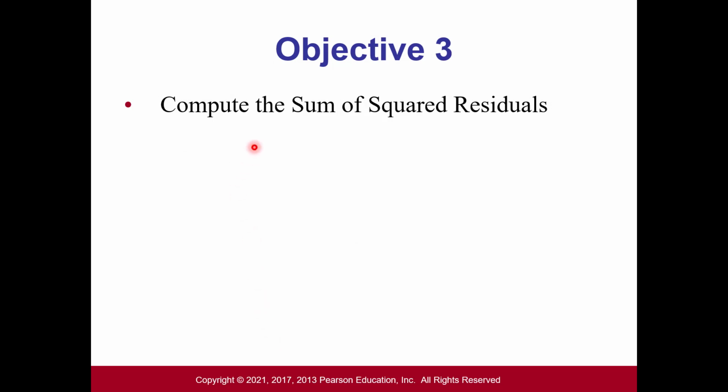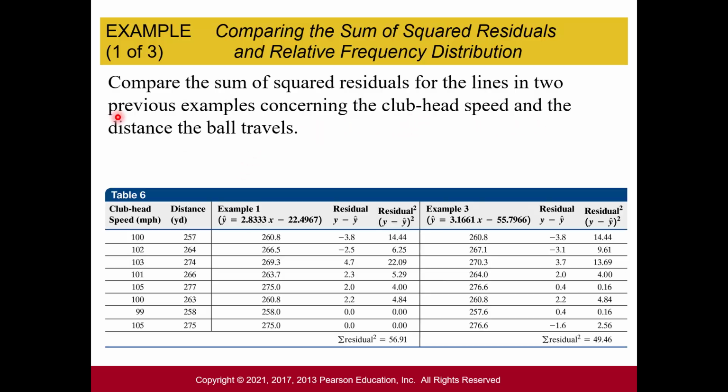Next, let's compute the sum of squared residuals. We're going to compare the sum of squared residuals for the two lines that we figured out for the same data, for the club head speed and the distance the ball traveled. If you remember when we started, we found a linear equation that relates our variables. By doing it by hand, we found 2 points from our data. We used those in the slope formula. We got the slope, and then we got the y-intercept. And so that's one predictor for our response variable.